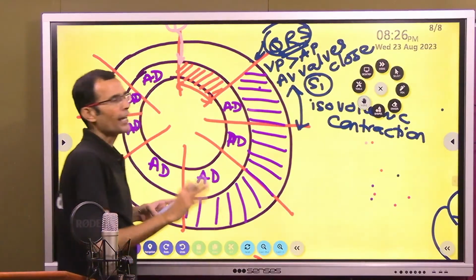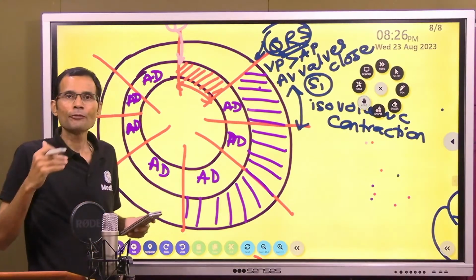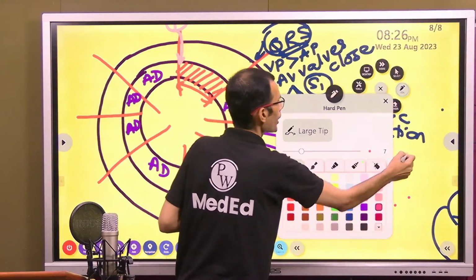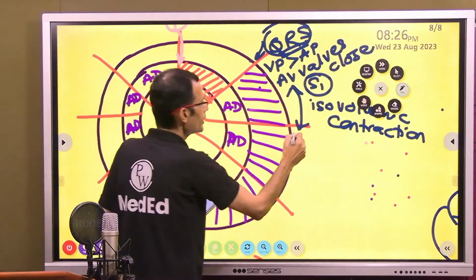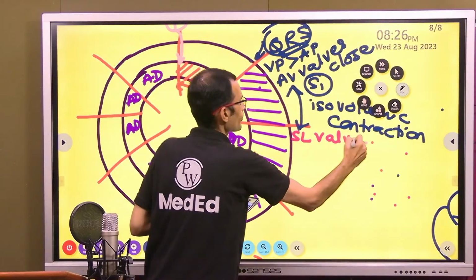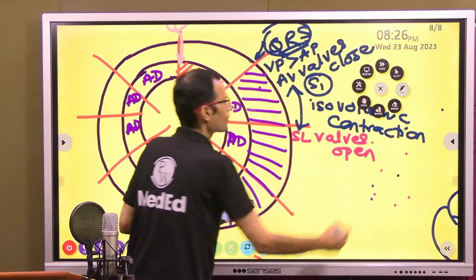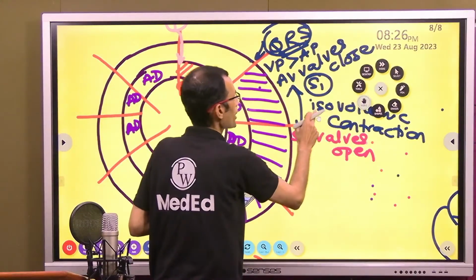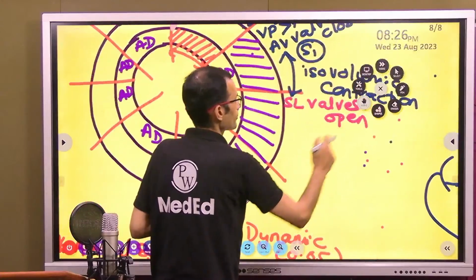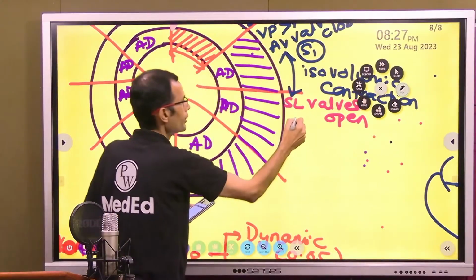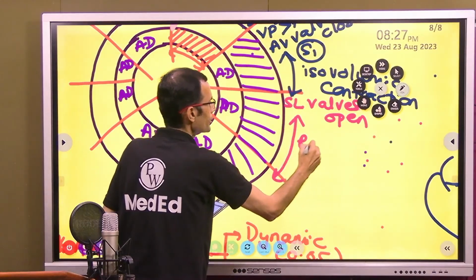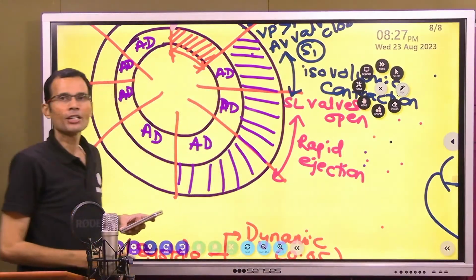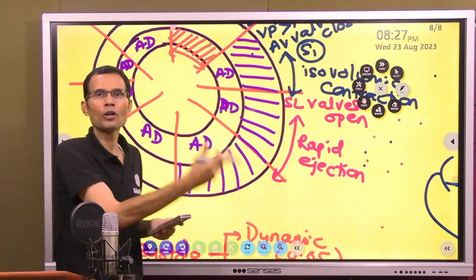So isovolumic contraction. Now in the left ventricle, the ventricular pressure is rising, and soon it becomes great enough to open the semilunar valves. Semilunar valves open, and therefore there will be ejection of blood, right? Ejection of blood in two phases. So let's show it here. First will be rapid ejection. Why? Because this is the starting of ejection.